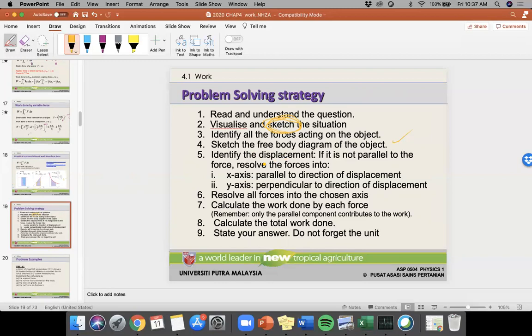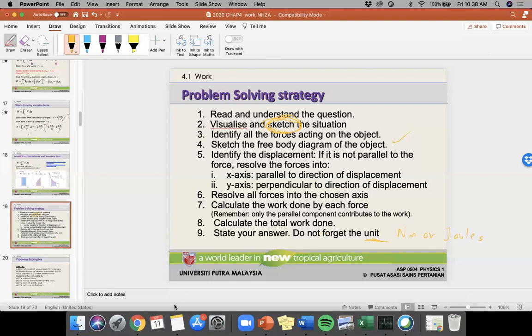Identify the displacement. Is it to the right? Is it to the left? Is it upward? Is it downward? Just as we identified motion for chapter 3, we need to identify displacement. And then resolve the forces. Resolve the forces into the x-axis, y-axis. Only consider the parallel components. Okay, calculate the total work done. Do not forget units, Newton meter or joules.